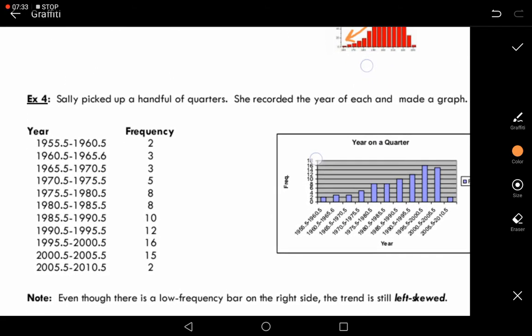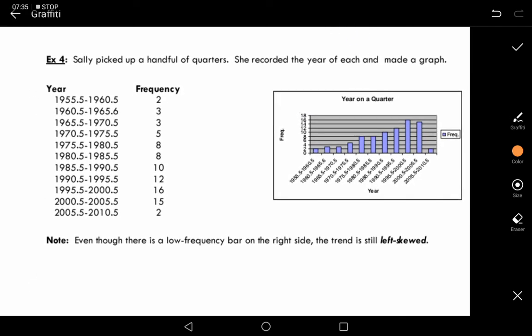Okay, so an example of this, Sally picked up a handful of quarters. She recorded the year of each and made a graph. Okay, so you can see that we have different categories here, starting with 1955.5. I don't know why there's the 0.5, but whatever. 1955 and going all the way to 2010. So as we can see, there's obviously a lot more quarters that have dates from 1985 to 2005.